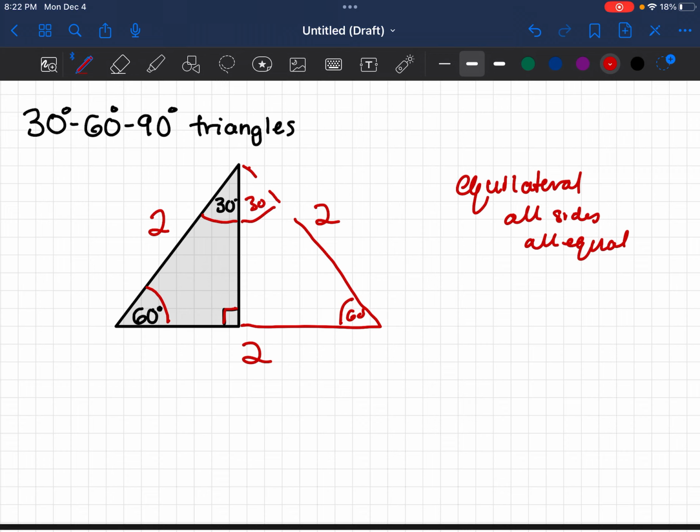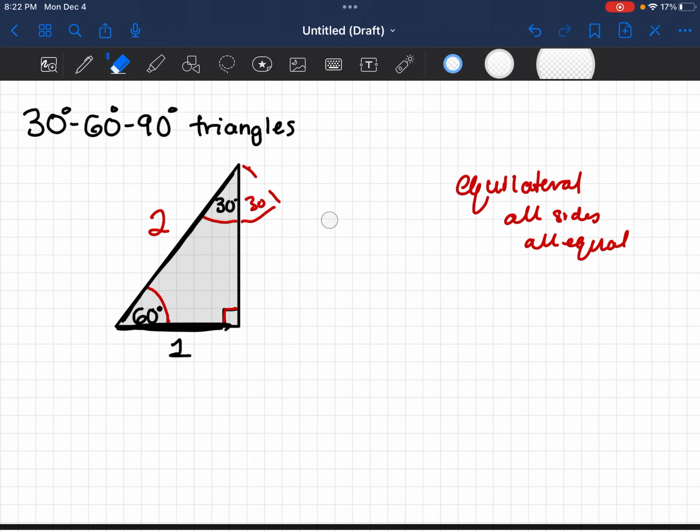Well, if I go back to my original triangle, this triangle in black, I will see that this side is 2. And if this whole thing is 2, that means that this piece just right here is equal to 1 because this is exactly half of this triangle. So that's how I can find at least 2 of these values.